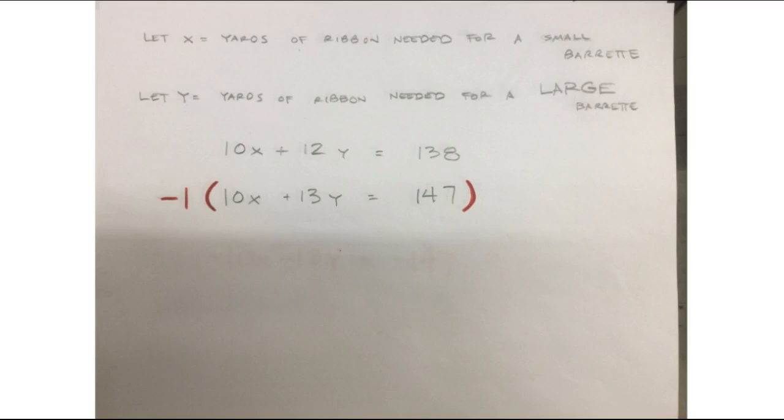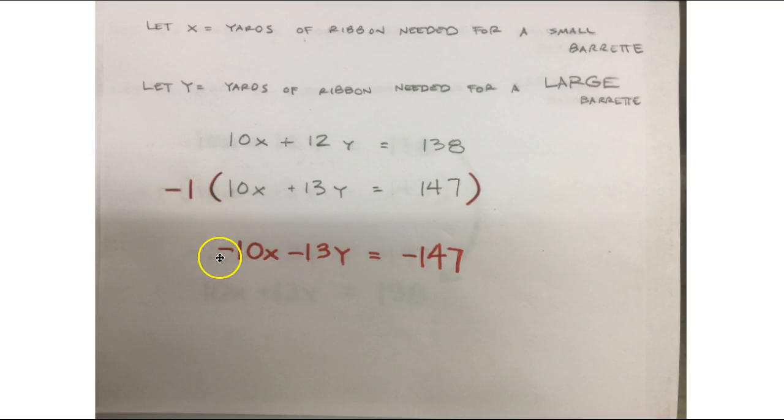The first thing I did was multiply the bottom equation by -1, because I want to make sure that the coefficients of either the x or y are the same number but different signs. In other words, that they're opposites. So if I multiply this second equation by -1, I'm going to get 10x on the first equation and then negative 10x in the second equation. So here's what we have when we multiply -1 to the second equation.